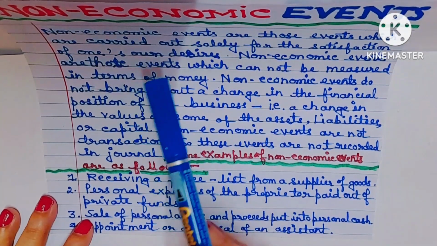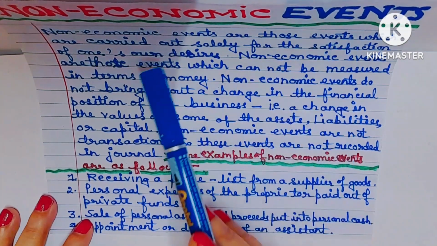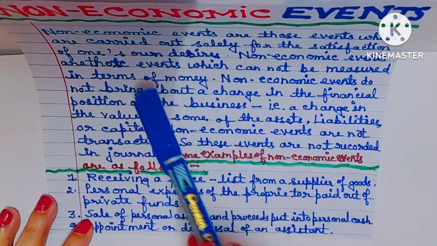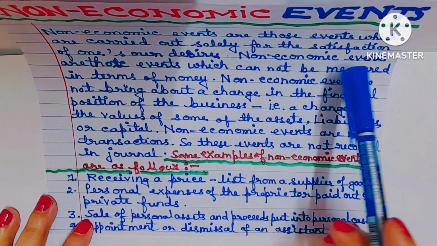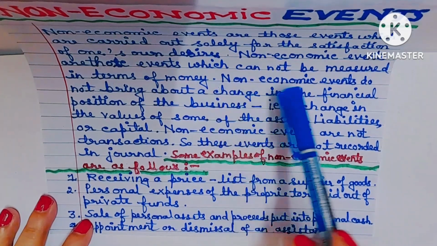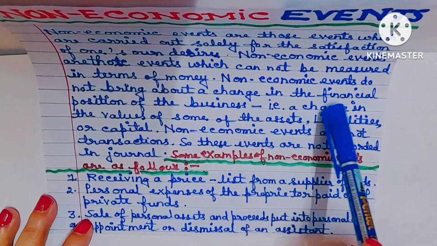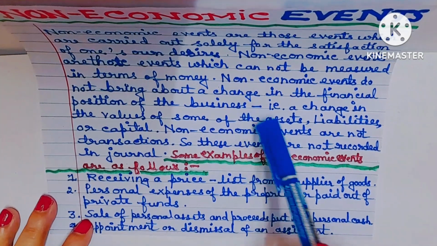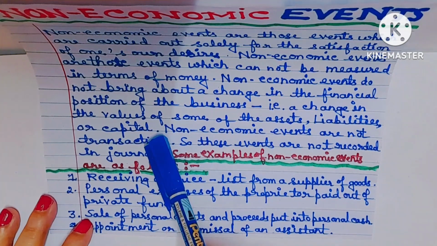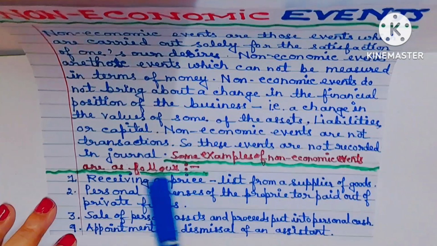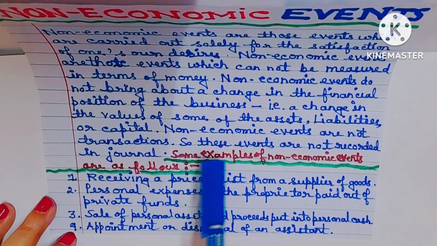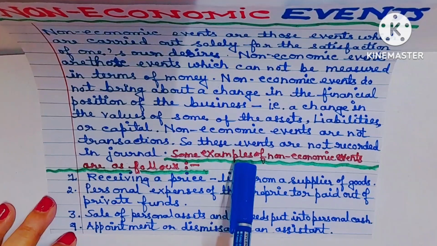Okay. So what are non-economic events? Non-economic events are those events which are carried out solely for the satisfaction of one's own desires. Non-economic events are those events which cannot be measured in terms of money. They do not bring about a change in the financial position of the business, that is, a change in the value of some of the assets, liabilities or capital. Non-economic events are not transactions. So these events are not recorded in journal. Why? Because journal records only transactions or economic events.